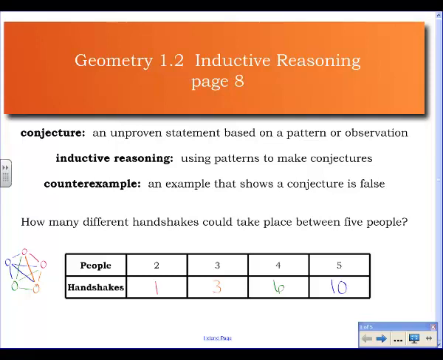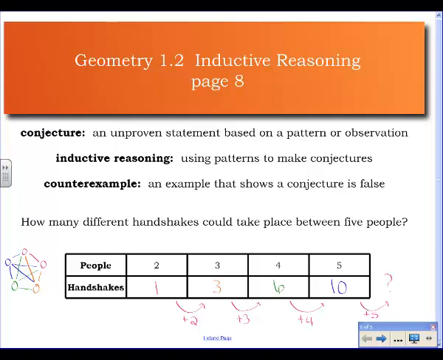Let's use some pattern finding strategies from our last lesson to see if we can find this pattern. The difference between our first 2 terms was 2. The second and third terms differ by 3. The third and fourth terms differ by 4. And the fourth and fifth terms differ by 5. See the pattern now? So, how many handshakes do you think can take place between 6 people?